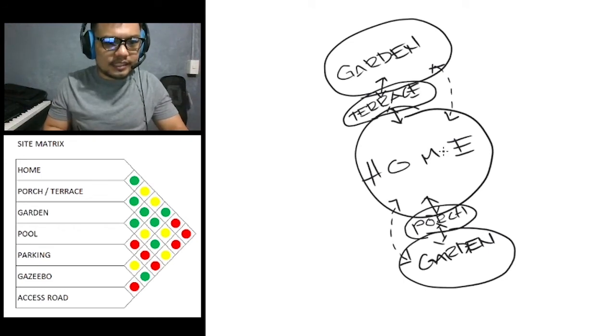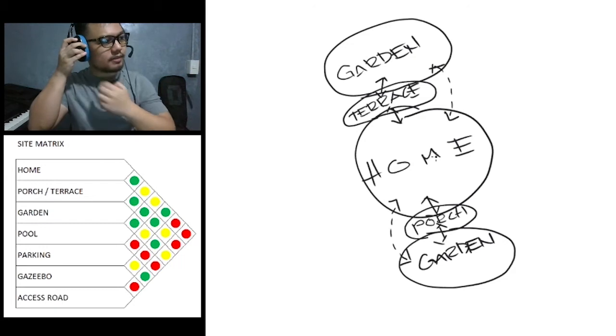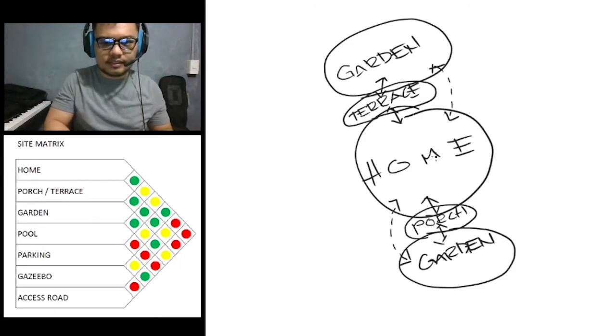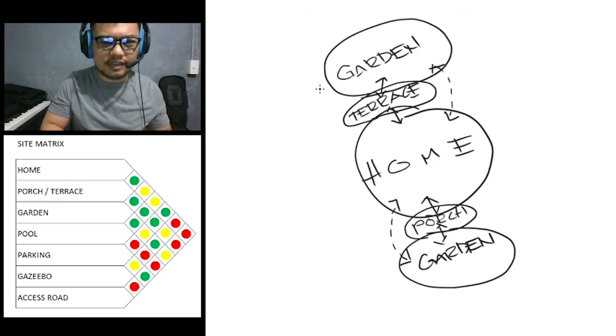The pool is in direct contact with the garden, the porch, and the terrace, and indirect contact with the home. We can make that work several ways, but I want it to be a large pool. That's how I envision this family's pool. They have a large, long pool. So we can connect it this way.